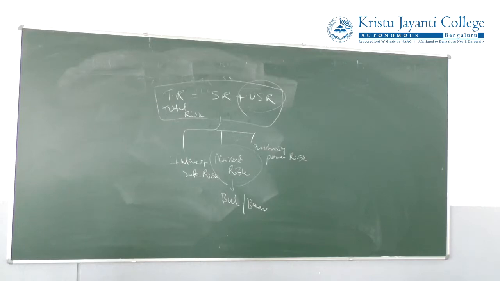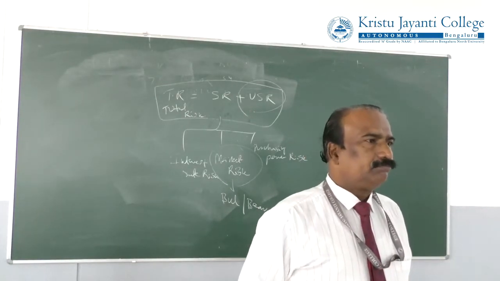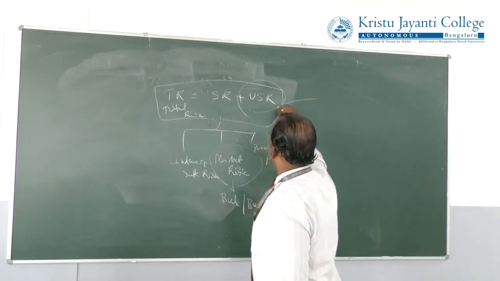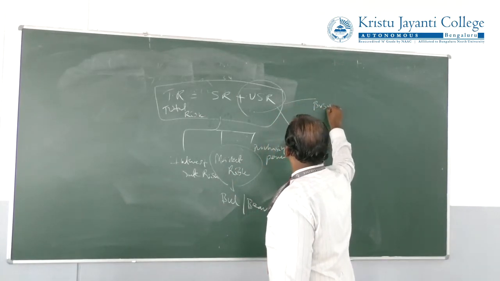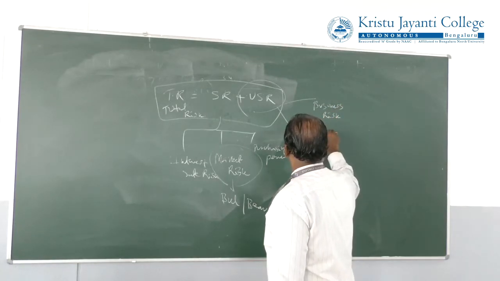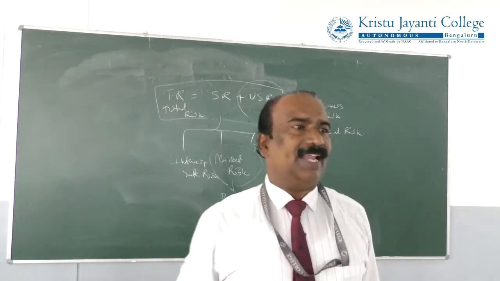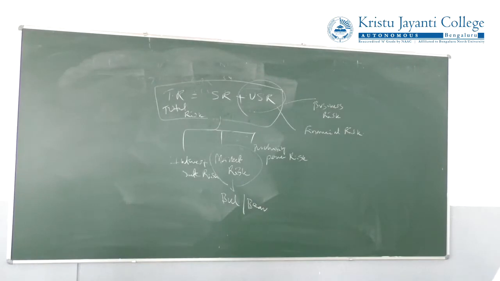Okay? So unsystematic risk is the opposite, related to a particular company, a particular industry. So it is also known as what? Non-diversifiable risk. It is also known as controllable risk. Okay? There are two risks here. One is business risk. Another one is financial risk. Business risk and financial risk.